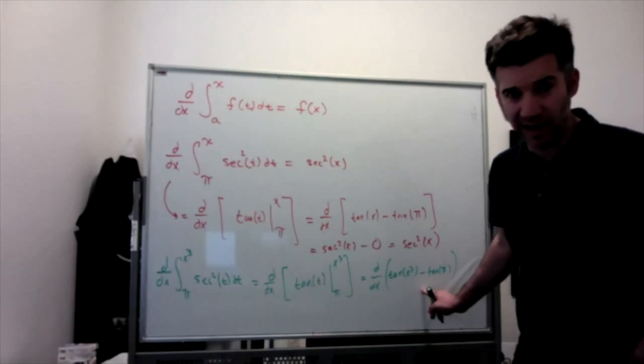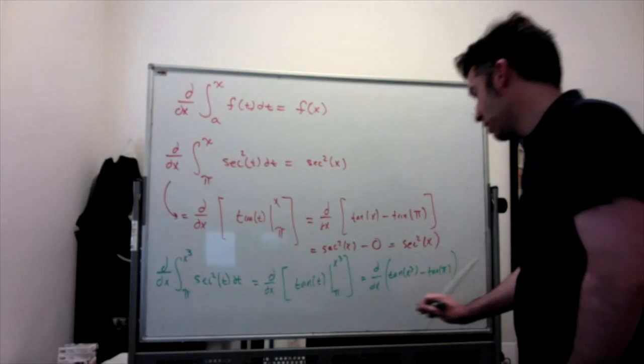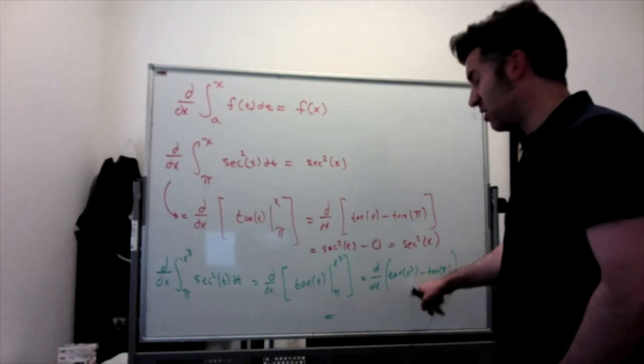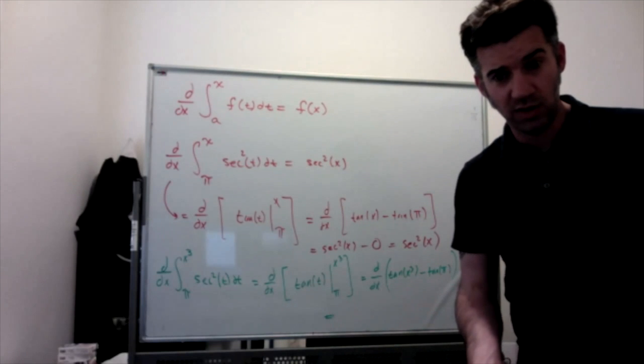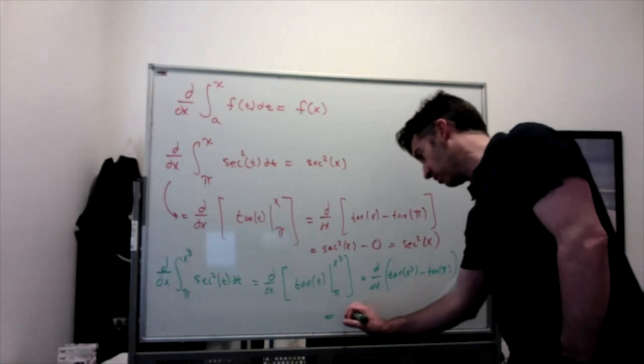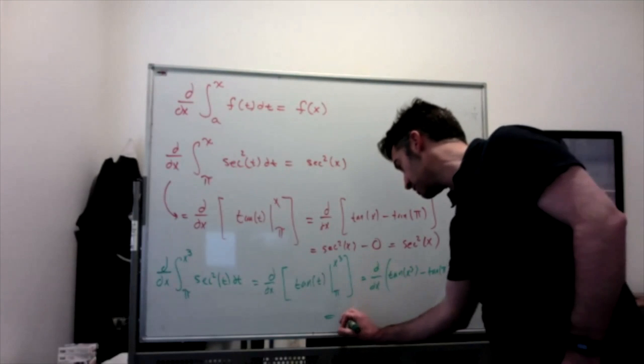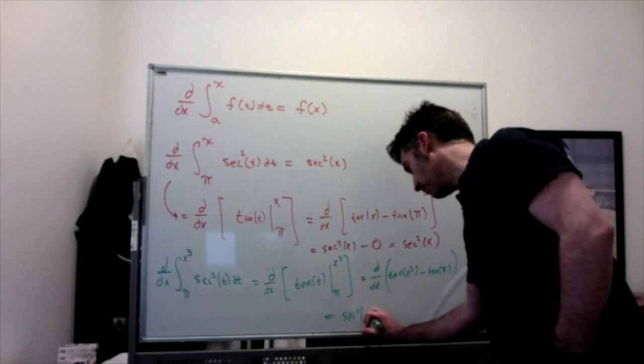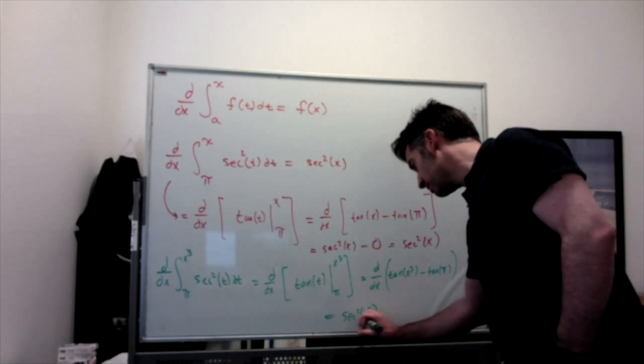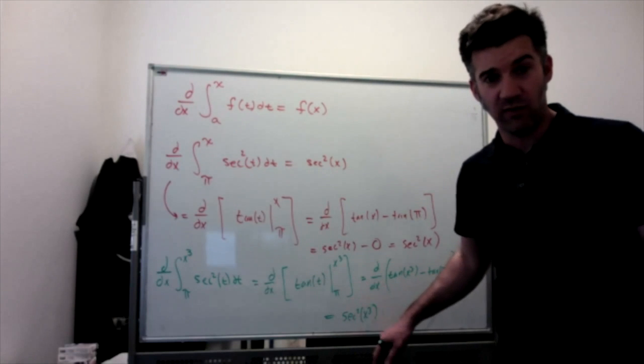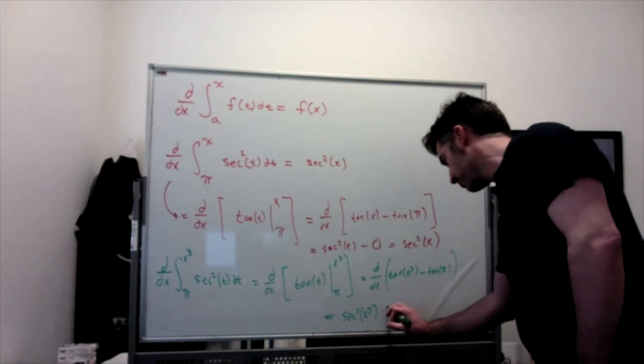The derivative of tangent of pi is still going to be 0, it's still a constant. But the derivative of tangent of x cubed, we now have to use the chain rule. The derivative of tangent of x cubed is going to be, well, derivative of tangent of some stuff is secant squared of your stuff times the derivative of your stuff, which is 3x squared.